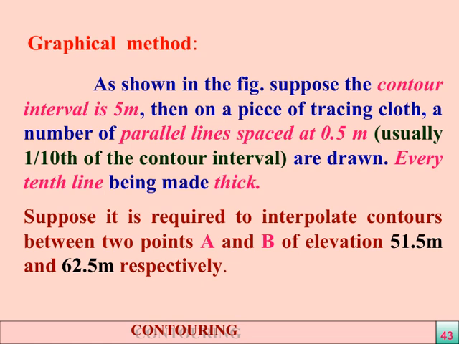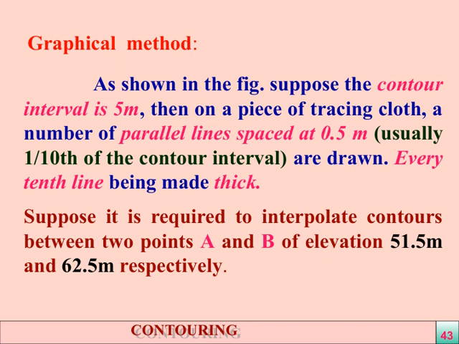Now, on a piece of tracing cloth, we draw a series of parallel lines spaced at 0.5 meters, which is usually 1/10 of the contour interval. Every 10th line is made thicker to help us easily identify the major contour lines. Suppose we need to interpolate contours between 2 points, A and B, where the elevations are 51.5 meters and 62.5 meters, respectively.